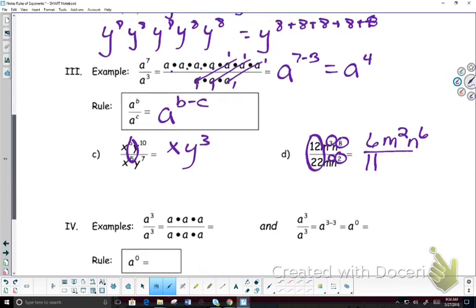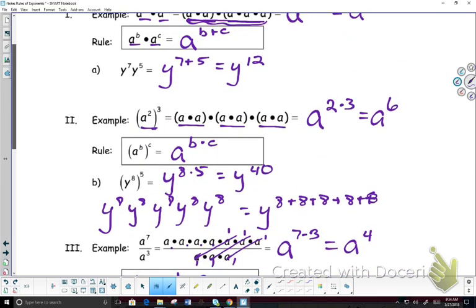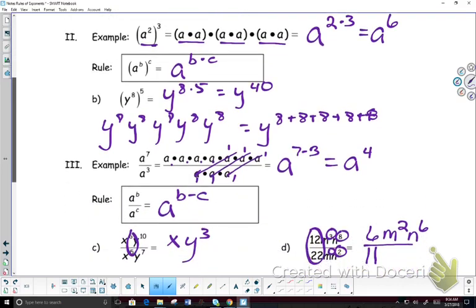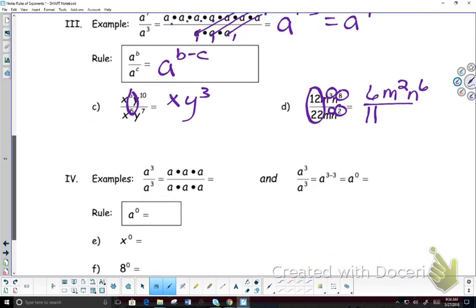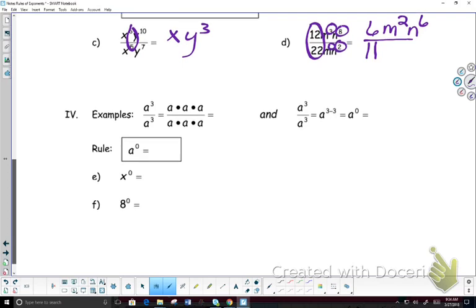Okay, so let's see. So far we've got when multiplying like bases, we add the exponents. If you have a power to a power, you multiply the powers. And if you're dividing, you subtract. So now let's talk about what happens here. This would equal 1, this would equal 1, and this would equal 1. 1 times 1 times 1 is 1. If you did it the other way, when dividing like bases, you subtract, you'd get a to the 0. Well, we already know it equals 1. And the rule is anything raised to the 0 power equals 1. That's like the easiest problem you're going to get.